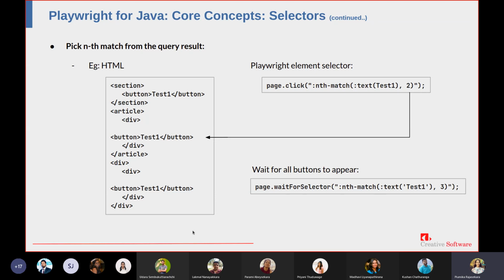And also this is very useful when we want to wait until a specified number of elements appear in the web page. If we want our test to wait for all these test1 buttons to appear, we can write that like this. This asks the page to wait for the selector test1 which has 3 elements with the same name. There are a lot of element selectors which are common with other test automation tools. We talked about very few among them.